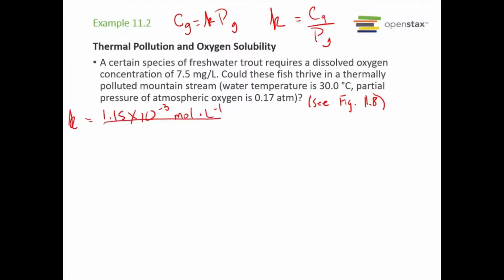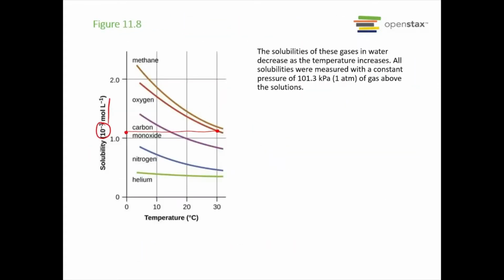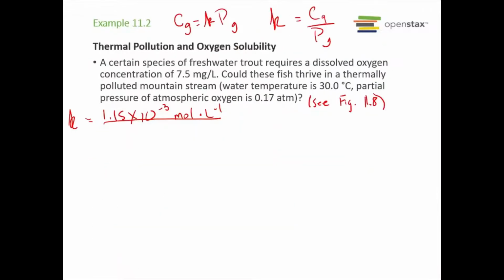divided by the pressure that data is from, and when we look at that again, we're told it's at 101.3 kilopascals or at 1 atm. And we're going to go ahead and use 1 atm because that's what the second units are here. Okay. And so this gives us a K value of 1.15 times 10 to the negative third moles per liter per atm.